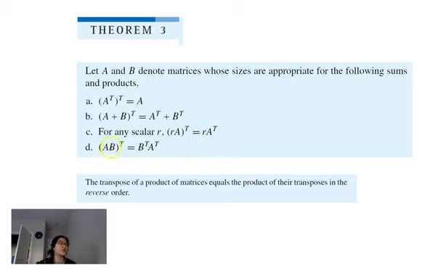And if you take a product and then transpose it, the result is the transpose of B times the transpose of A. So you're reversing the order. Think about how you could prove that.